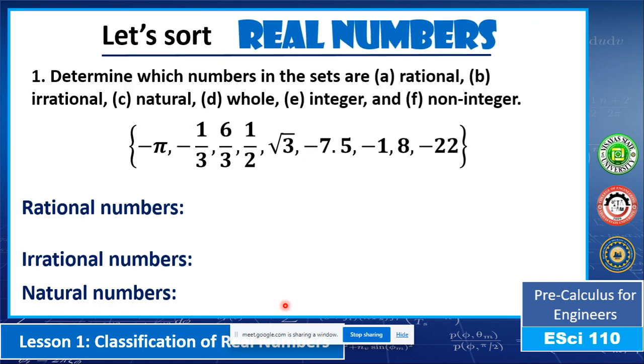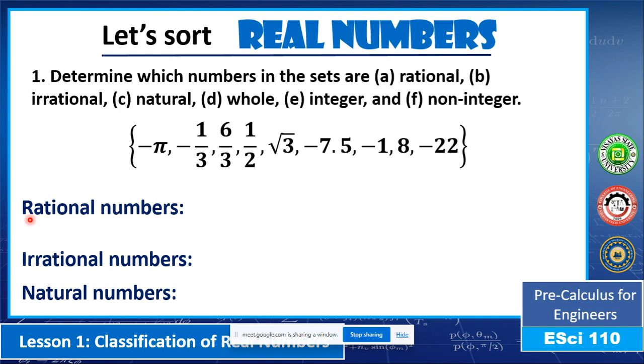So natural numbers siya. So let's try. Let's have an exercise on how to sort real numbers. So for our first example, we need to determine which numbers in the sets are rational, irrational, natural, whole, integer, and non-integer. So we are given this set of numbers: negative pi, negative 1/3, 6/3, 1/2, square root of 3, negative 7.5, negative 1, 8, and finally negative 22.